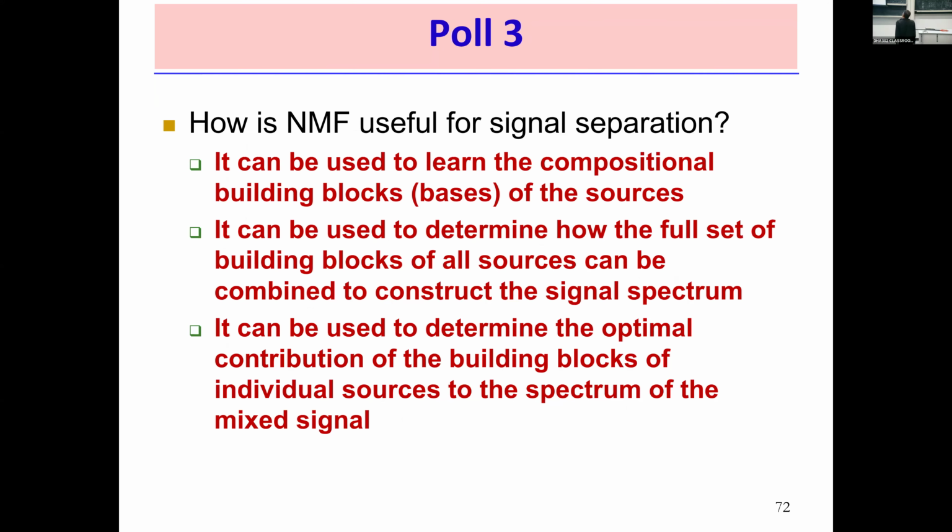NMF can be used to design the decomposition of building blocks. It can be used to determine how the full set of building blocks of all sources can be combined to construct the complete sound, which is what we saw, which means that it can be used to determine the optimal contribution of the building blocks in composing things, which we can now use for separating stuff, cleaning up stuff, reconstructing stuff, right? Very beautiful.